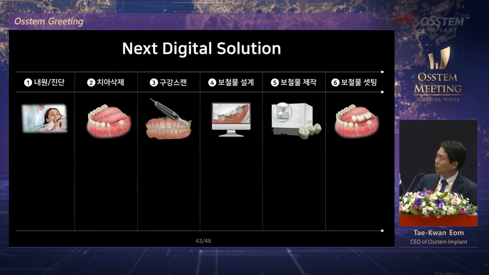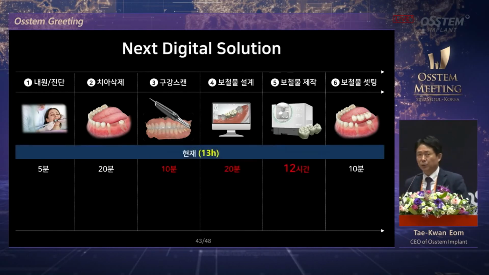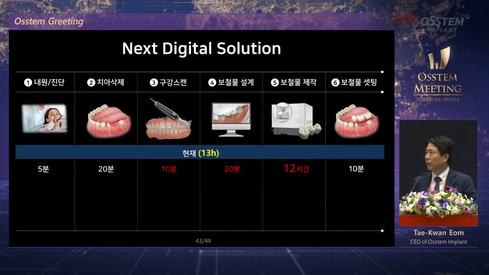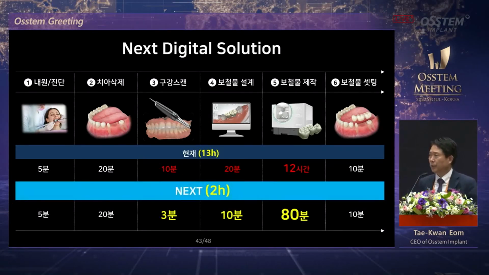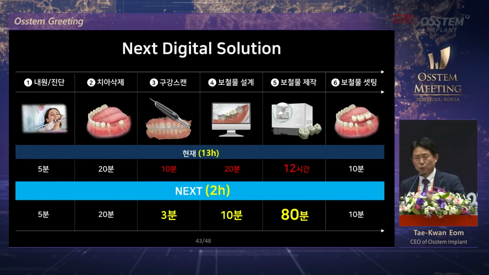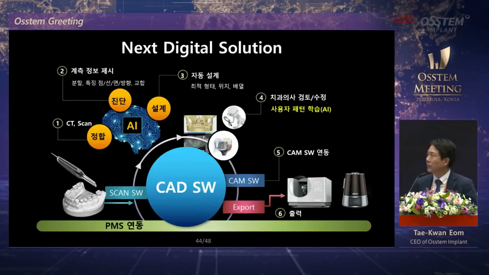Next, the digital solution on the visit: tooth reduction, intraoral scanning, and prosthetic design. We want to do it all in one day. If you use semi-sintering, it takes 12 hours. It is not possible to do one-day treatment, so we want to finish it within 2 hours. So high-speed sintering materials and devices are developed. We almost completed it.